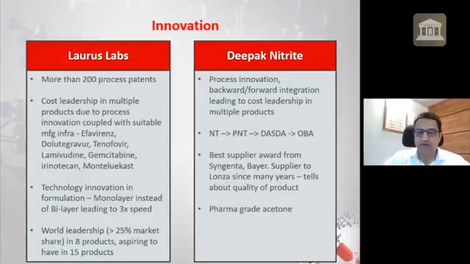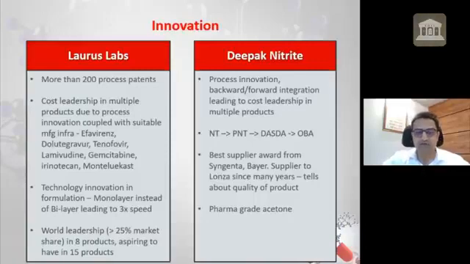When it comes to Deepak Nitrite, because of forward and backward integration, they are able to get the cost leadership in multiple products like nitrotoluenes, para-nitrotoluenes. Then they make DASDA out of that, and then they make optical brightening agents. Because of this forward and backward integration, they are the leaders in the optical brightening agents and DASDA. They also got Best Supplier Award from Syngenta and Bayer. They are supplying to Lonza since many years, which tells about the quality of the product. They are making pharma grade acetone.